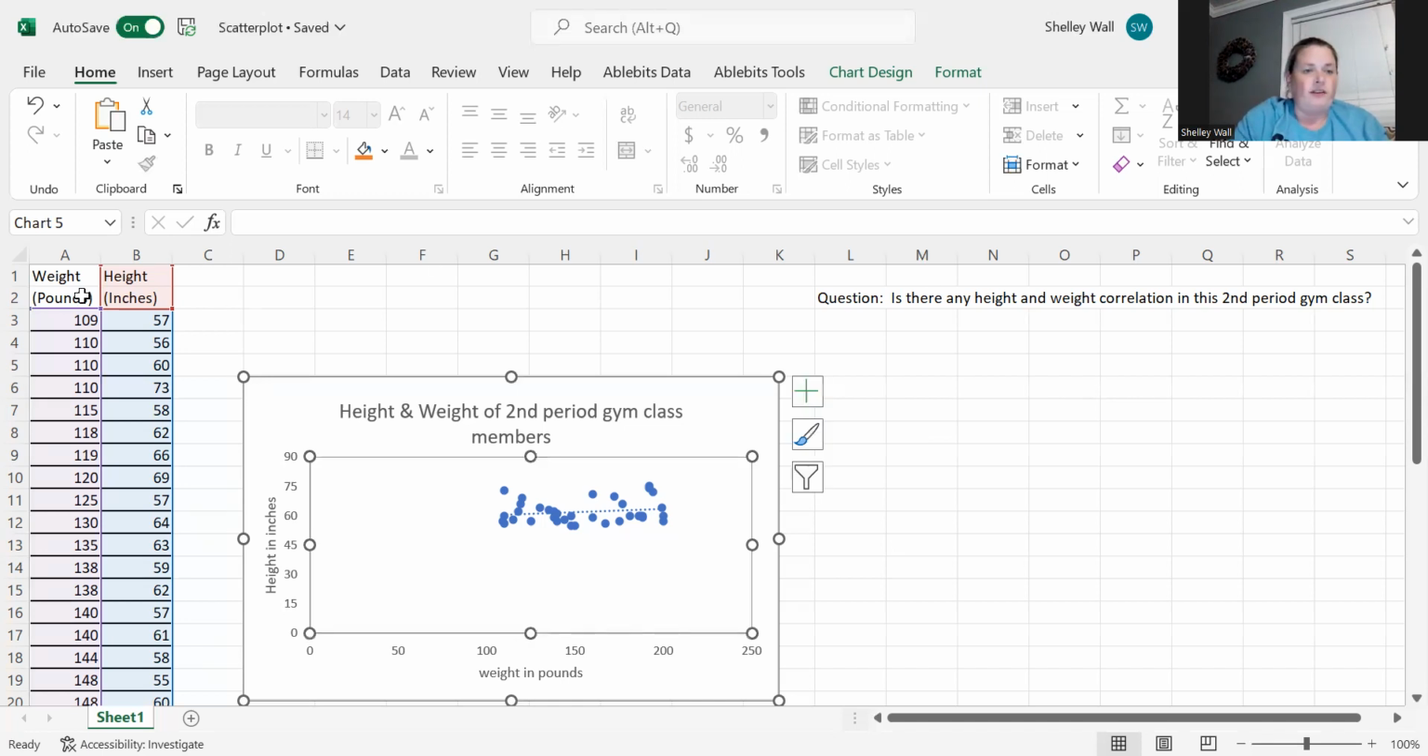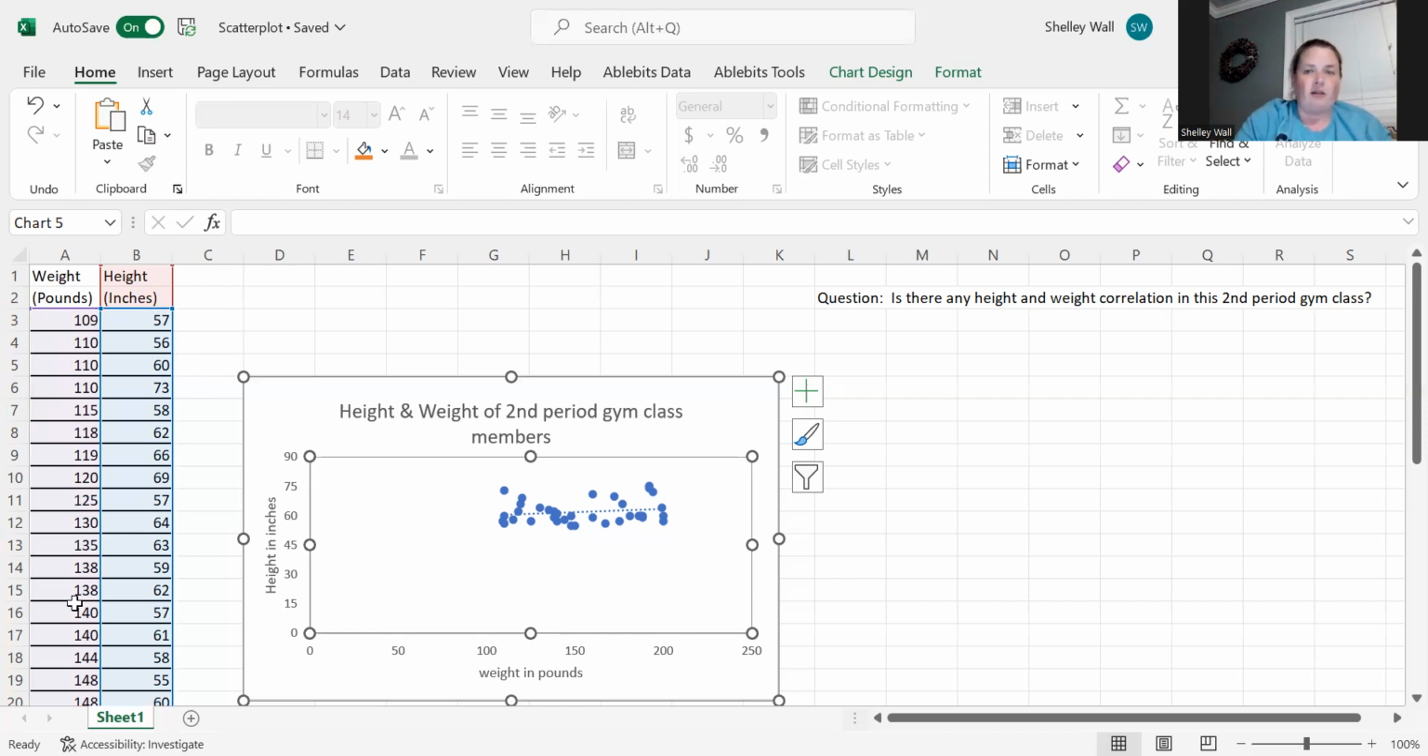What I did was I created a table over here, just in the corner of my Excel program. You'll notice weight in pounds and height in inches. And then I went through and listed data sets, how many pounds someone weighed at how many inches tall they were.